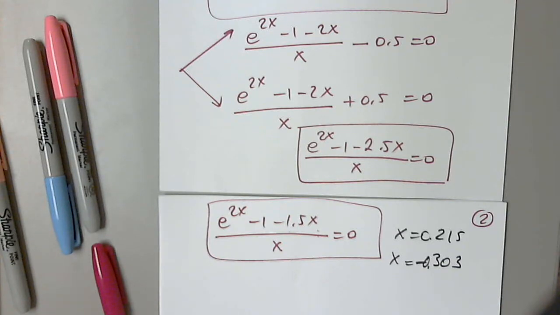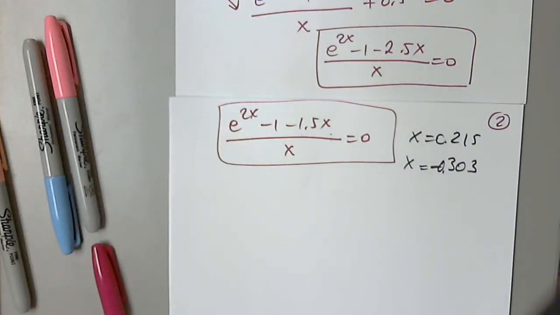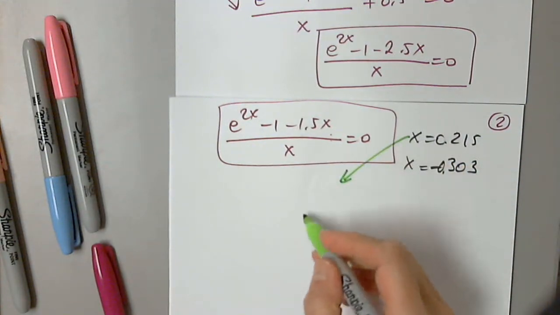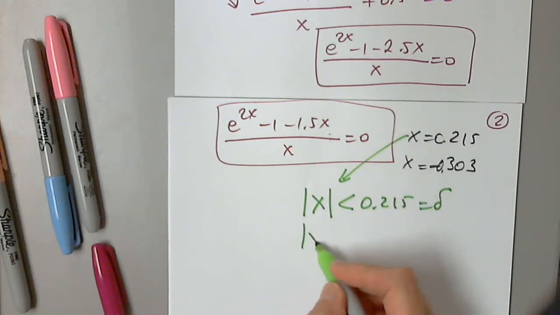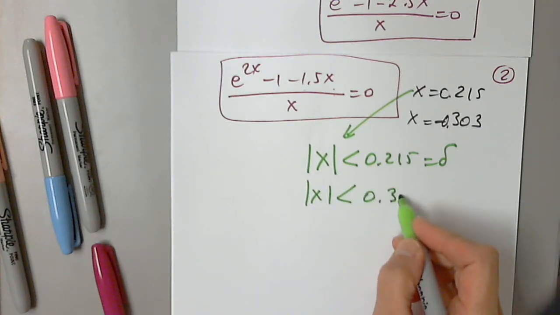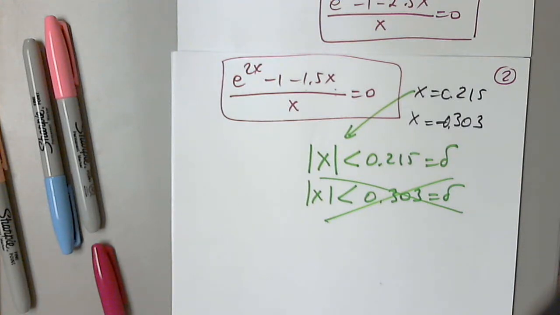After doing that, the question is kind of tricky. It says, what is the maximum? And you know there is no maximum here. We have to choose the smallest of the two. So this one implies the absolute value of x less than 0.215, which is delta. This one implies the absolute value of x less than 0.303, which is delta. You cannot choose the largest of the two, but you can say the largest possible that I can choose is 0.215. That's what they meant. Any questions on this problem?